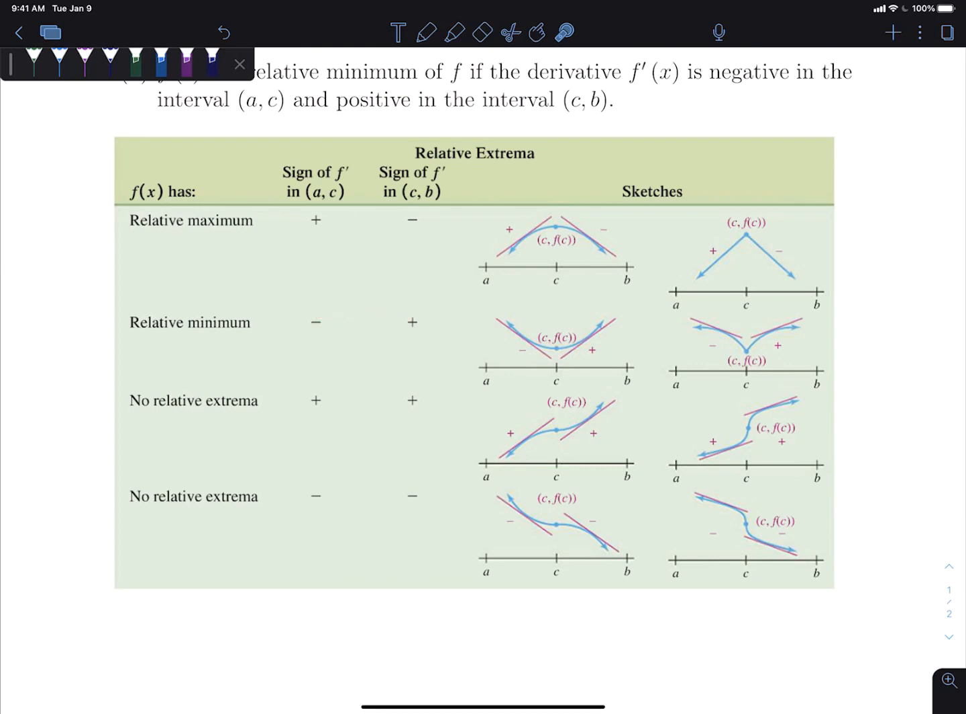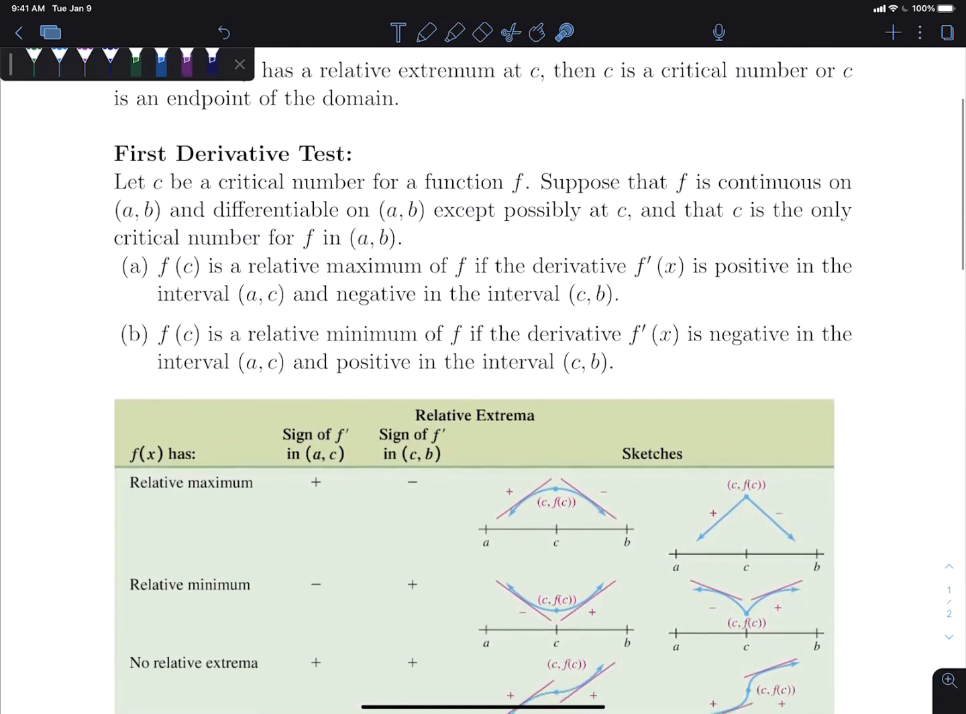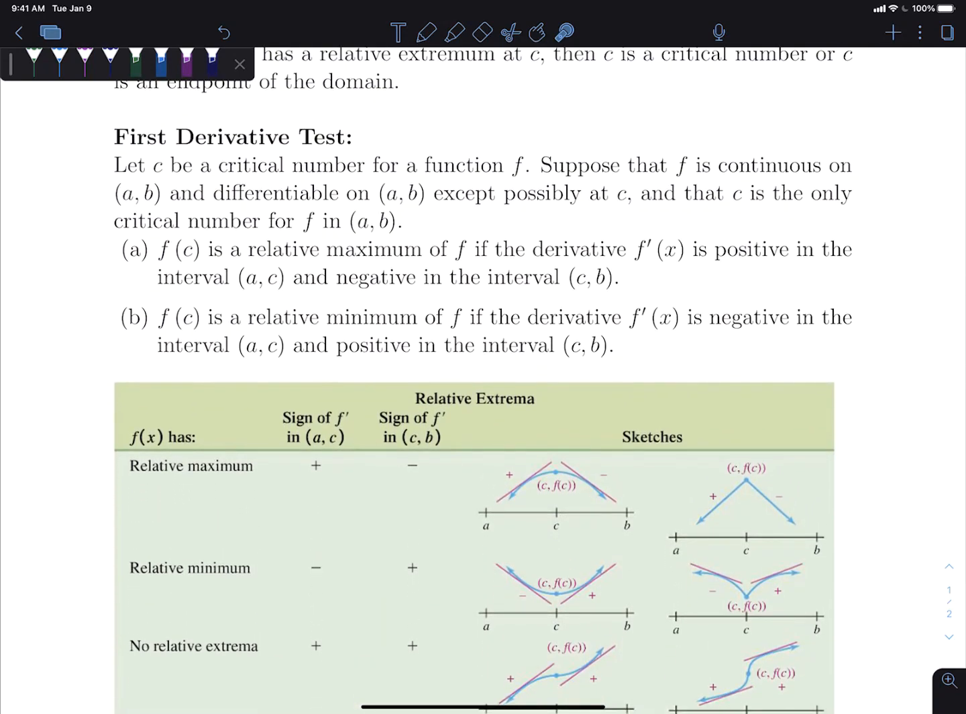Now, if it's going up and then down, that's a relative maximum, and when it's going down then up, that's a relative minimum. And that is really the first derivative test, and it actually really is fantastic. It makes everything honestly easy to do, or easy to deal with.